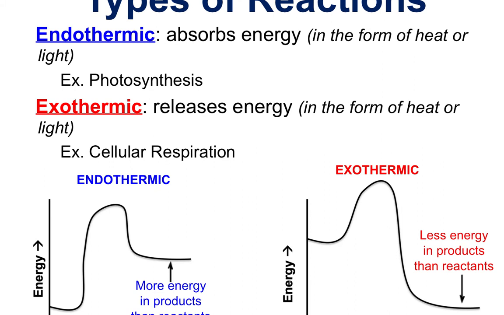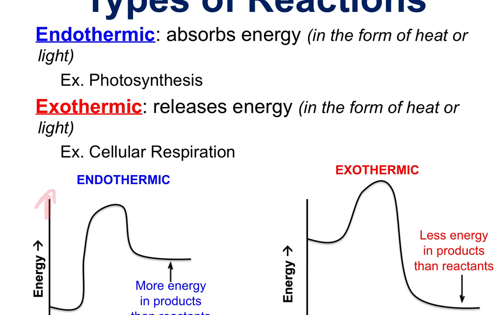A biological reaction can happen two major different ways. It can be endothermic or exothermic. Things that are endothermic are absorbing energy. Usually that's in the form of heat or light, like photosynthesis. It's taking in energy from the sun and making sugars. Exothermic is releasing energy, usually in the form of heat or something like that. So cellular respiration, or as we respire, we release heat energy from that biological reaction.